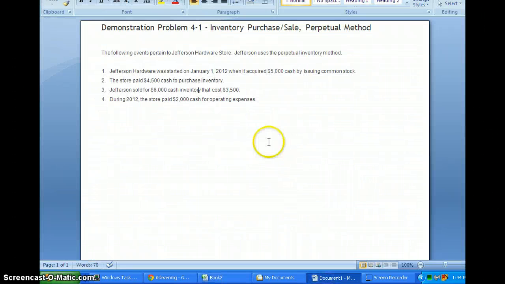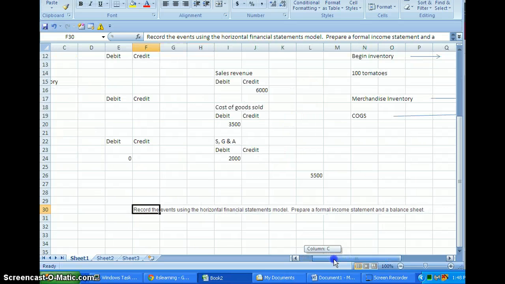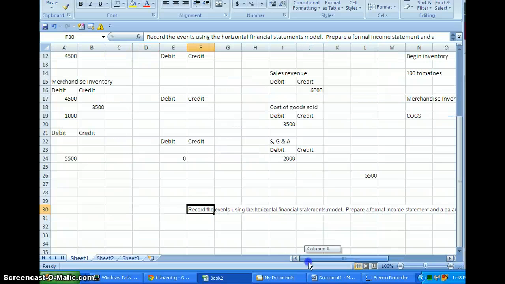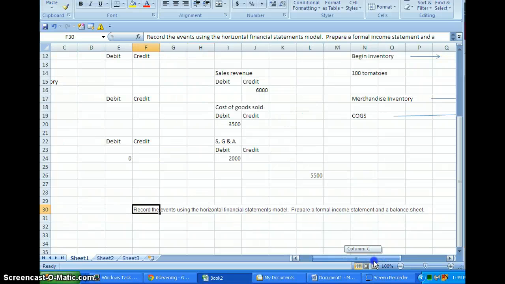Now, what the exercise is calling for is to record the events using the horizontal financial statement model and then prepare a formal income statement and balance sheet. So what you need to do is take the information I've just gone over, and put it in a horizontal financial statement model. And then create a formal income statement and balance sheet from there. It doesn't mention anything about the statement of cash flow, but if you would like to go ahead and do it, that would be of tremendous help. That way it would reinforce the concept of you knowing how to create a statement of cash flow.